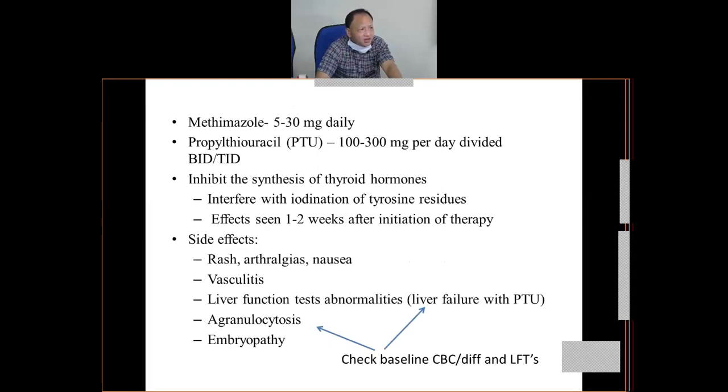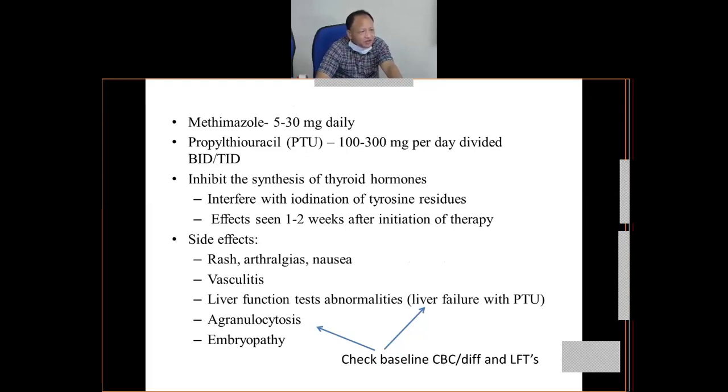The drugs that are used commonly are methimazole, 5 to 30 milligram daily, and propylthiouracil, 100 to 300 milligram per day, which can be given in 2 or 3 divided doses. These are known as antithyroid drugs. Antithyroid means they inhibit the synthesis of thyroid hormone. How do they do that? They do this by interfering with iodination of tyrosine residues.